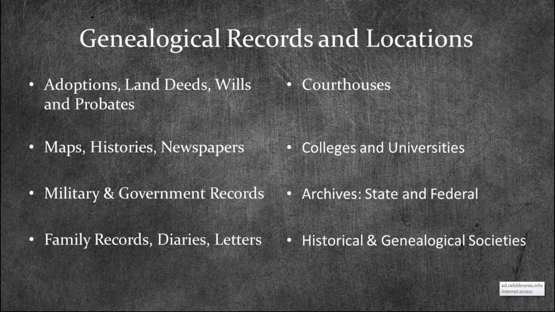Things that you're going to find at your local courthouse, that you can find at colleges and universities across the state. I'm going to talk about the state archive system, and briefly about the federal archive system and the types of materials that are available through there. And then I'm going to talk about the types of things that you can find at historical and genealogical societies.